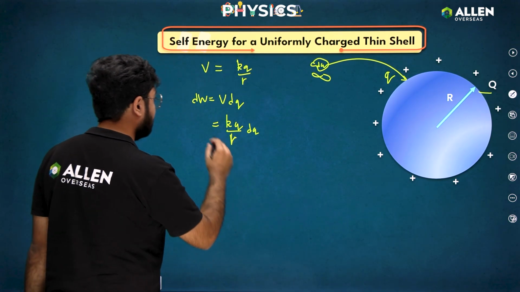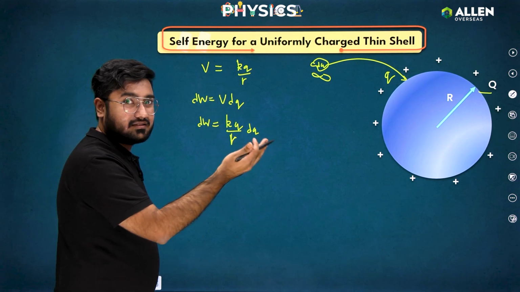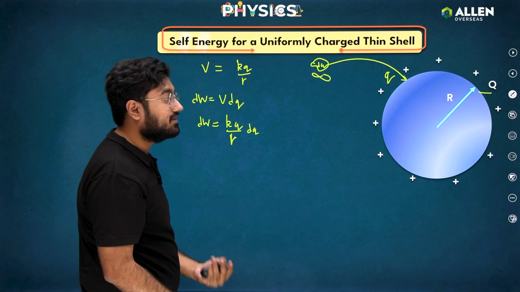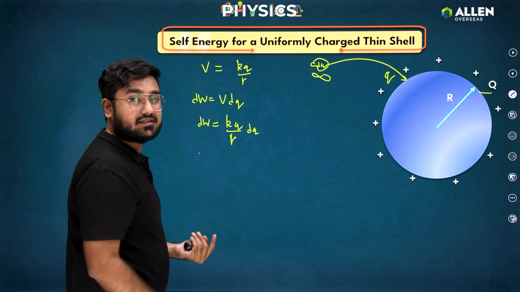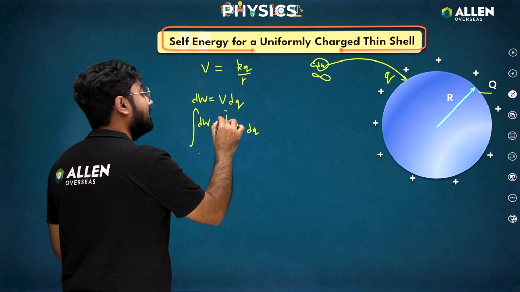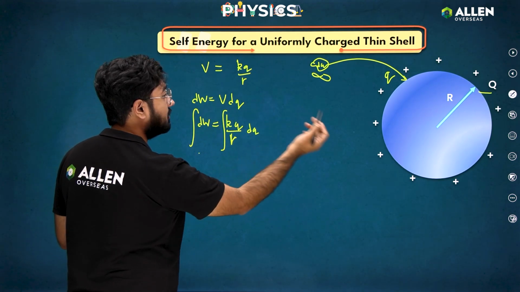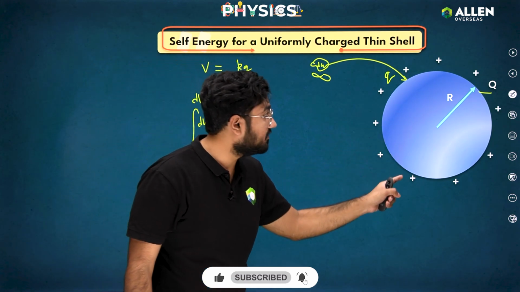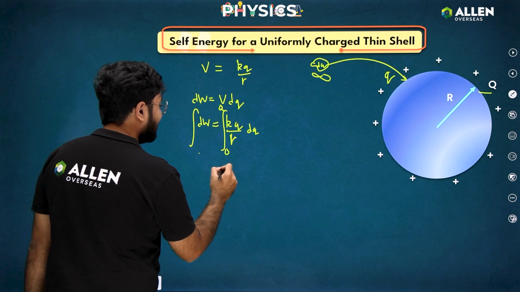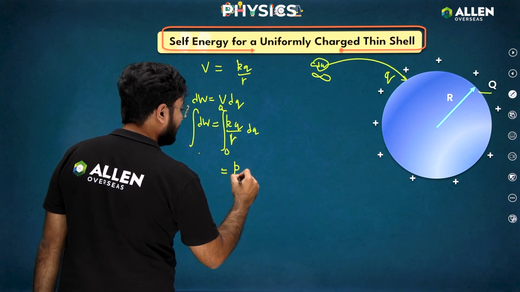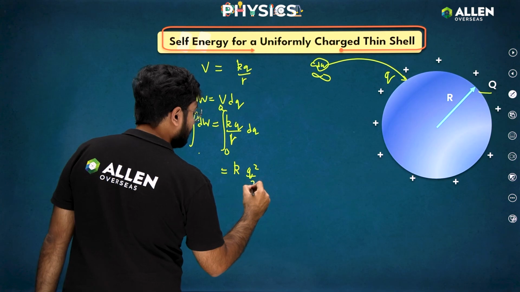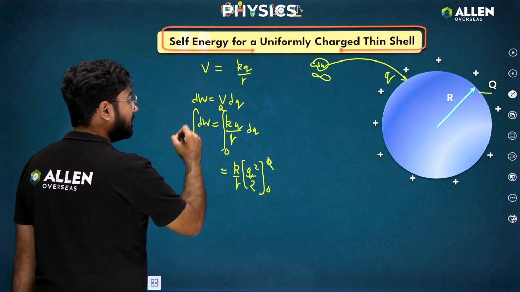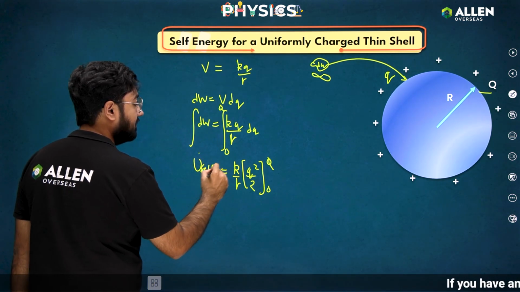Agreed? No rocket science. So this is the work done. The external agent is doing, that will be stored in the form of potential energy, and that is your self potential energy. That means if you are going to integrate this thing from 0 to capital Q, the charge is going from 0 to capital Q. So this thing will turn out to be kq squared by 2 by r from 0 to q, and this, my friends, is the self energy.